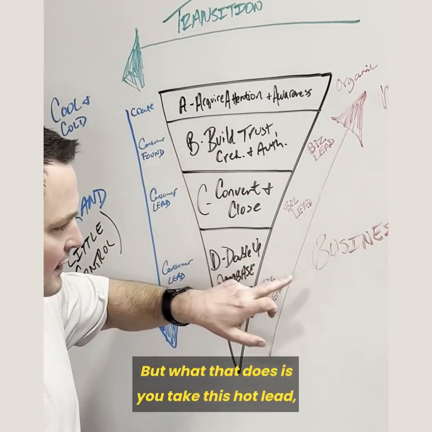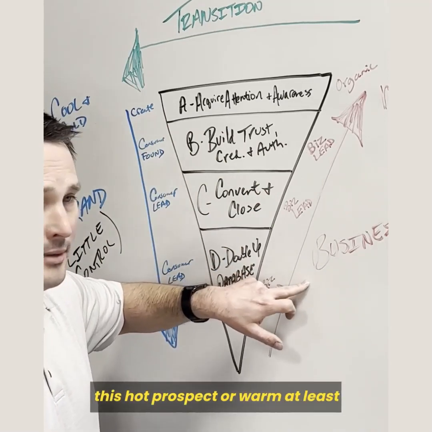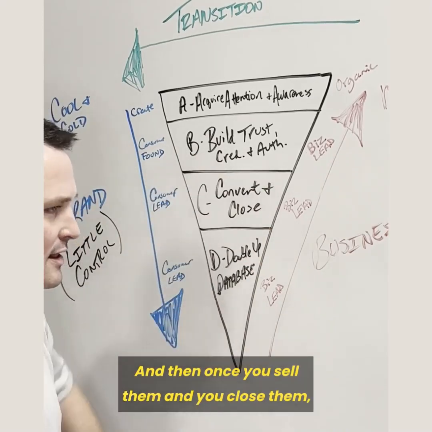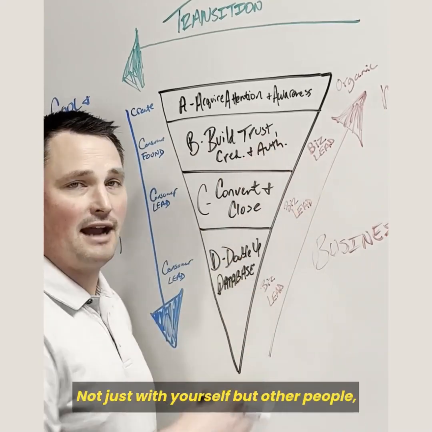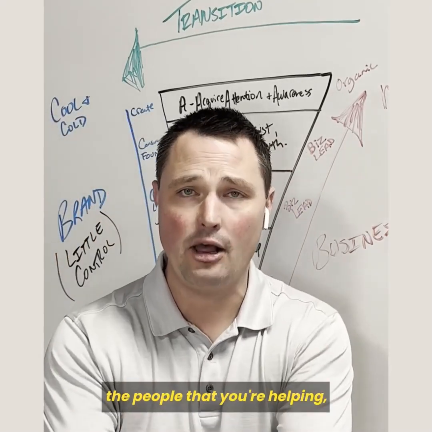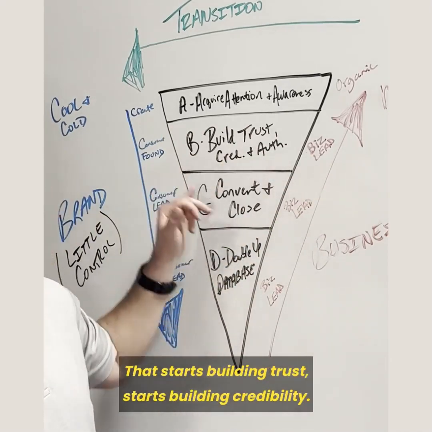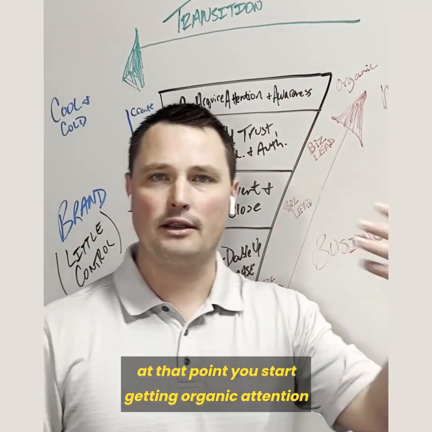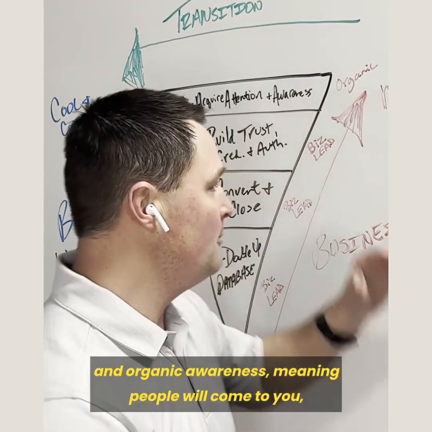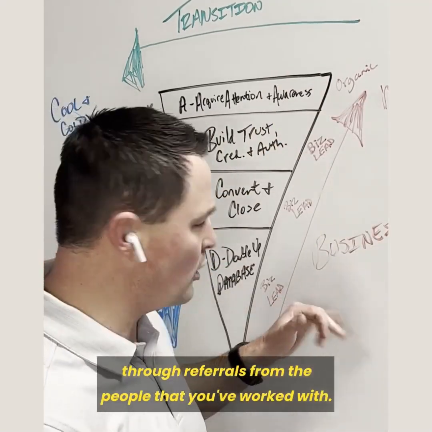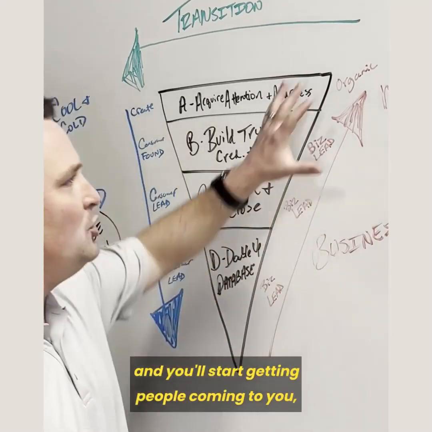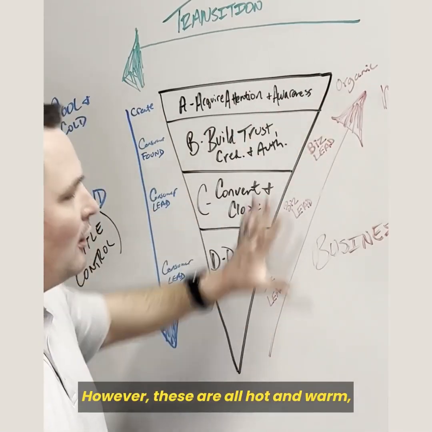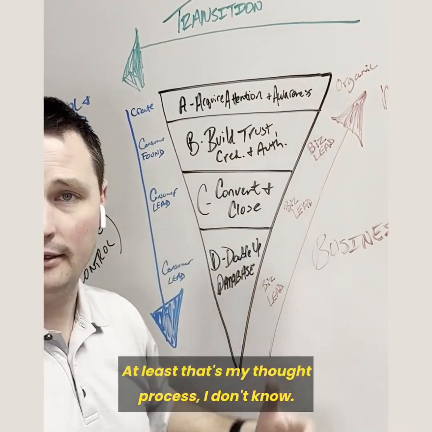But what that does is you take this hot lead, this hot prospect, or warm it at least, and you get them in and you start selling them. And then once you sell them and you close them, that's when you start building trust, not just with yourself, but other people, the people that you're helping, the people that you initially started off with. That starts building trust, starts building credibility. And then once you do that, you start getting organic attention and organic awareness, meaning people will come to you through referrals from the people that you've worked with. People will talk about what you've done for them, and you'll start getting people coming to you, wanting you to help them as well. However, these are all hot and warm, which is why I did this in red. At least that's my thought process.